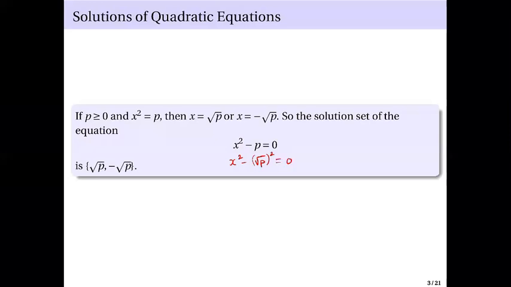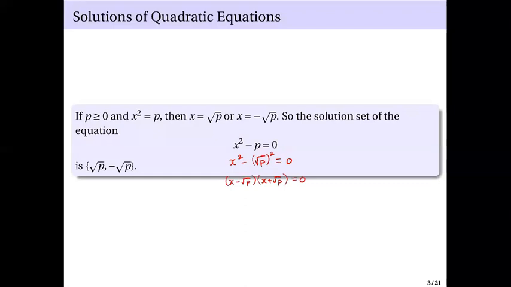Then if you look at this, it looks like we can use the difference of two squares to factor x squared minus square root of p squared. So meaning this can be written as x minus square root of p times x plus square root of p. And of course, this is equal to 0.